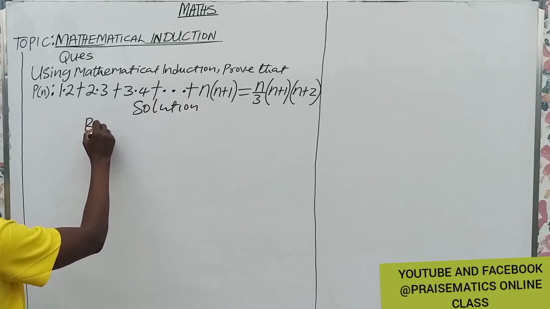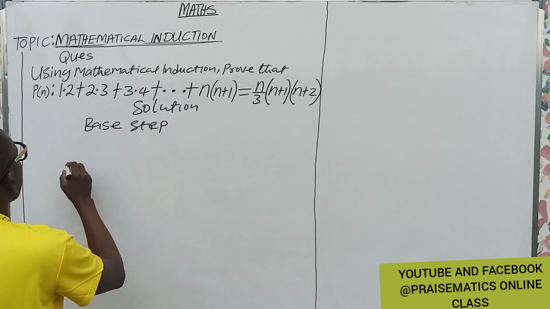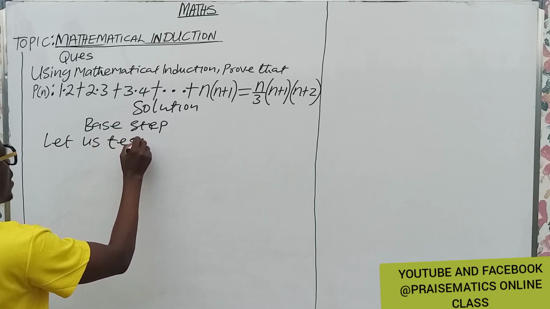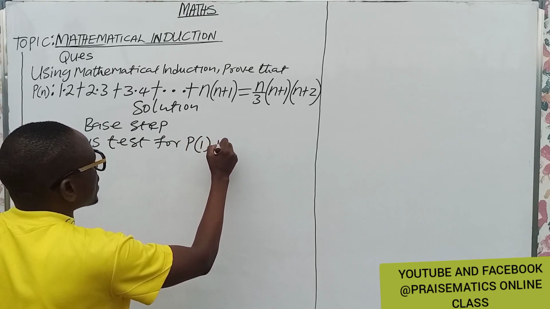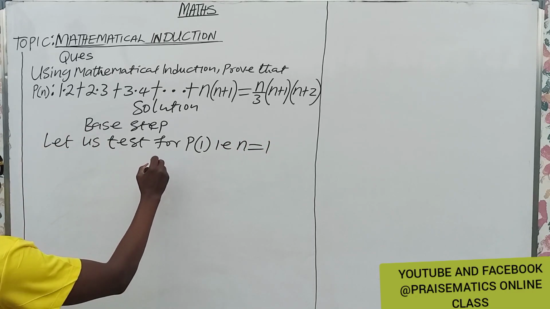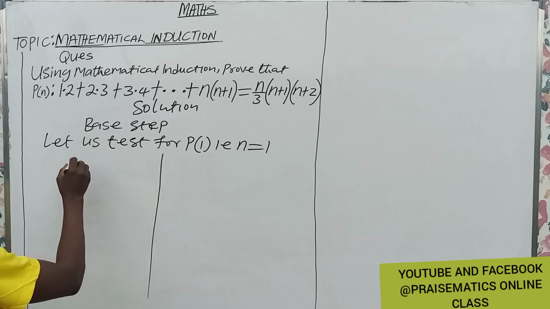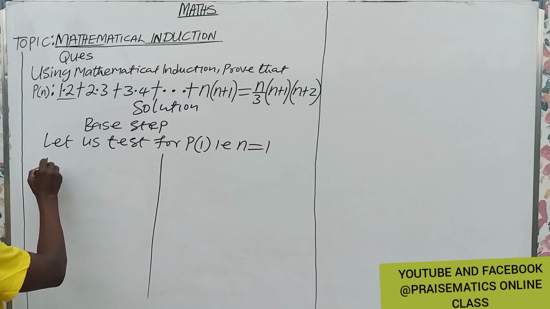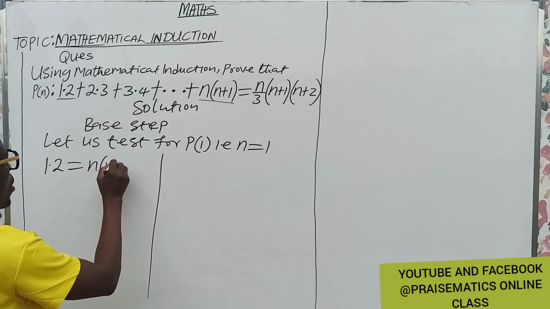Let's look at the base step. Now let us test for P of 1, that is when n equals 1. If n is equal to 1, I'll test the left hand side and as well as the right hand side. Now, when n equals 1, pick the first term, which is 1.2. Is it equal to this, which is n into (n plus 1)?